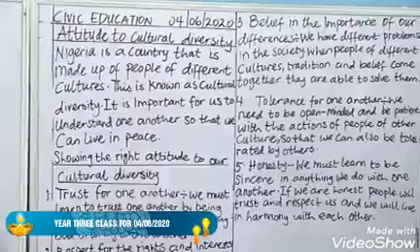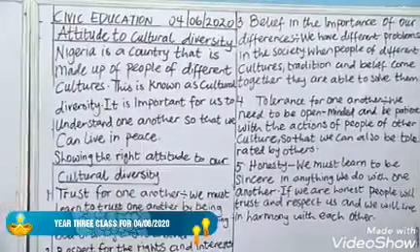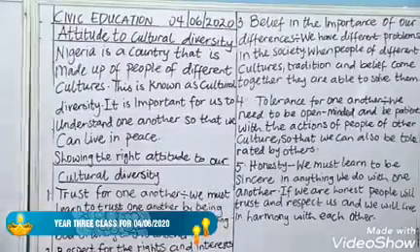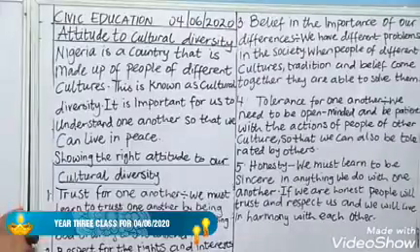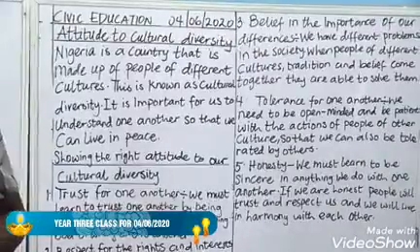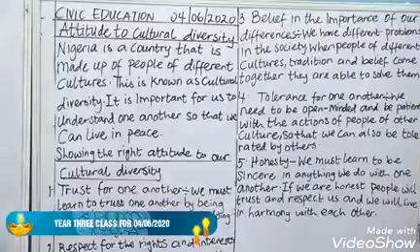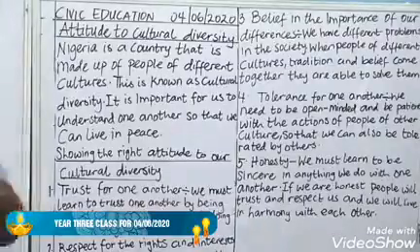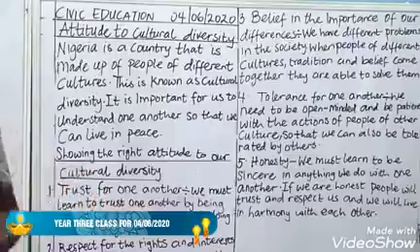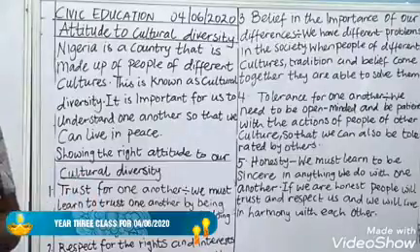Another way we can show the right attitude for cultural diversity is by honesty. We must learn to be sincere in anything we do with one another. If you're honest with people, they will come to trust you and respect you. But if you're dishonest, people will find it difficult to trust you. People will find it difficult to relate with you or to do any kind of business with you. So we need to be honest in whatever we do.